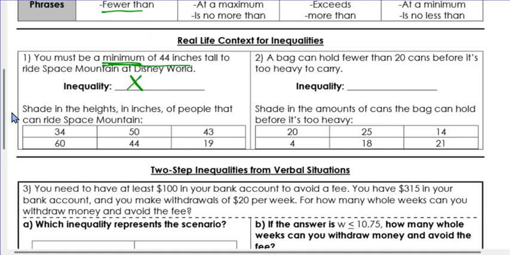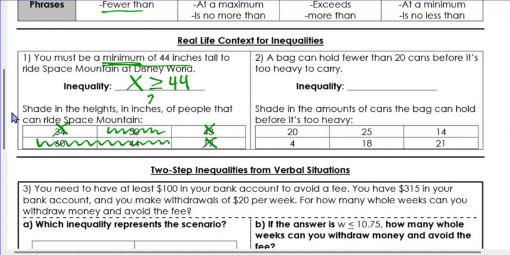So to write that inequality, we would say x is greater than or equal to 44. You're at minimum 44 inches. So we're going to shade in the heights in inches of people that can ride Space Mountain. Well, 34 inches, they can't. 50 is bigger than 44, 43 is not, 19 is not, 60 and 44 both work. It says it could be equal to 44 or more than that, so 44 is a solution there.